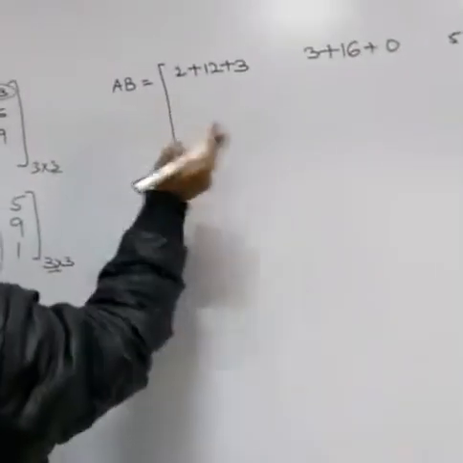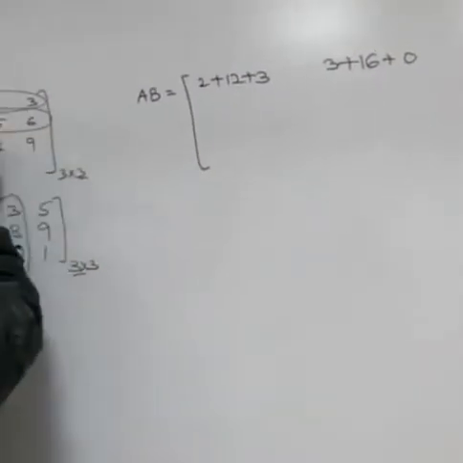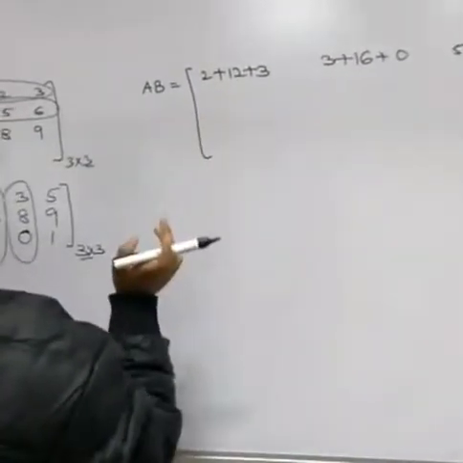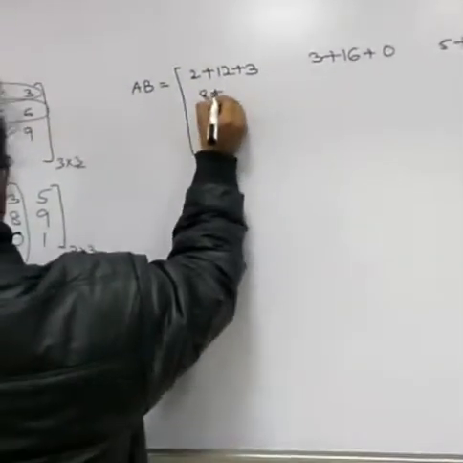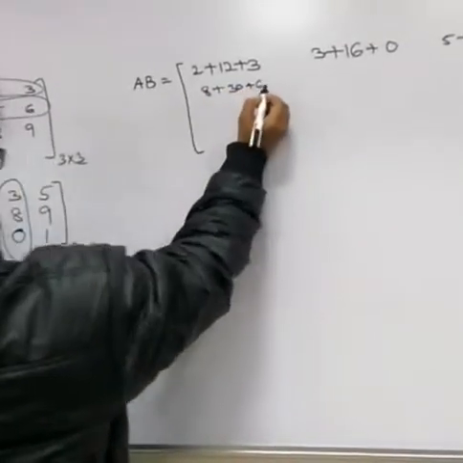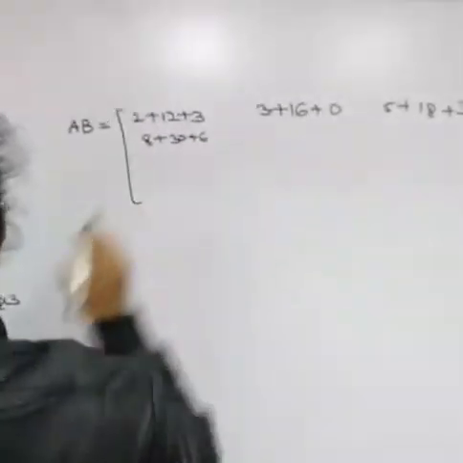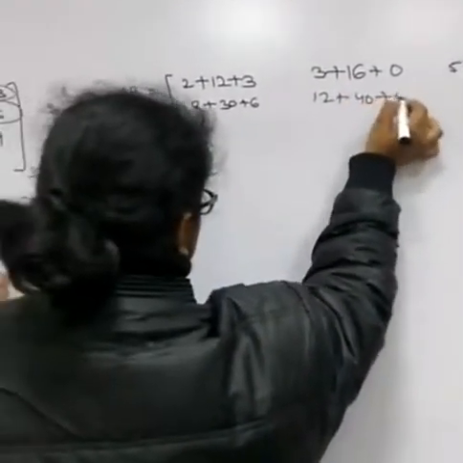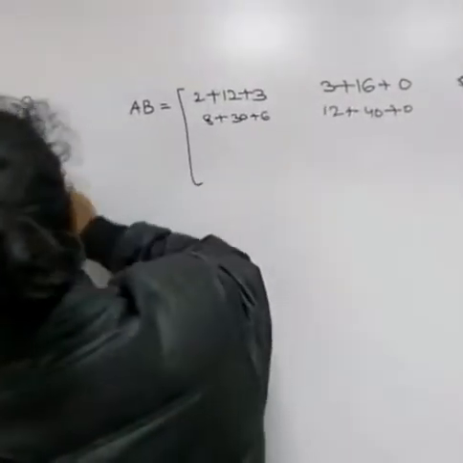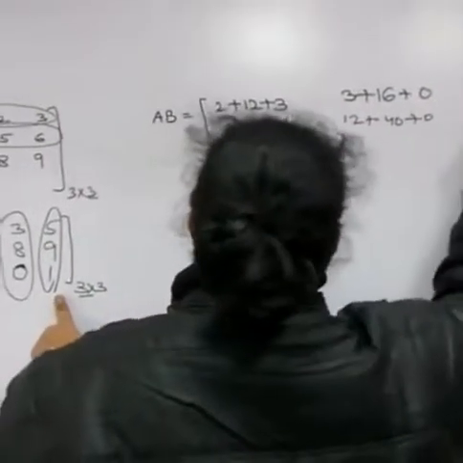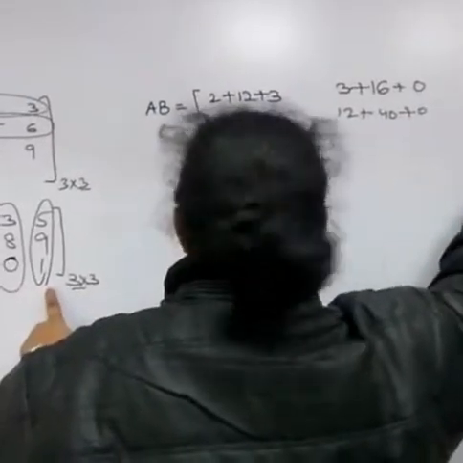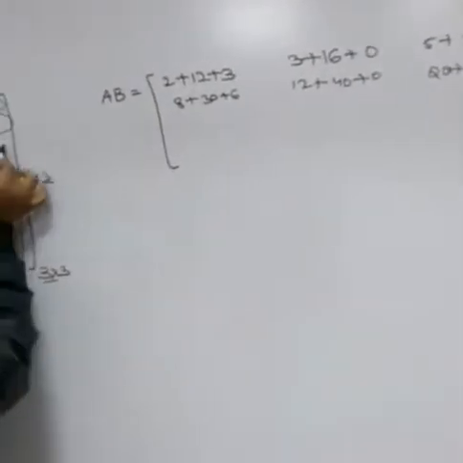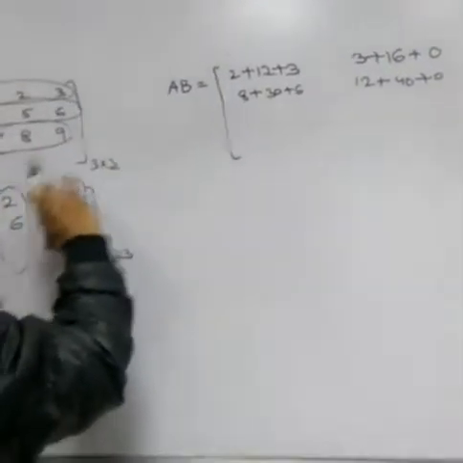And for the second row elements, we use the second row of the first matrix and we repeat the entire process. For the first element, we multiply it with the first column. For the second element, we multiply it with the second column. And similarly, for the third one, we multiply it with the third column. And for the third row of the resultant matrix, we use the third row of the first matrix and multiply it with each column.